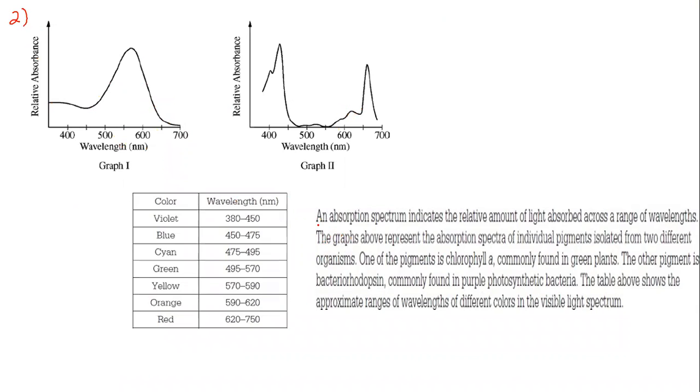The passage says that an absorption spectrum indicates the relative amount of light absorbed across a range of wavelengths. The graphs above represent the absorption spectra of individual pigments isolated from two different organisms. One of the pigments is chlorophyll A, which is commonly found in green plants. The other pigment is bacteriophytopsin. That's another species, and it's commonly found in purple photosynthetic bacteria. The table shows the approximate ranges of wavelengths of different colors in the visible light spectrum.